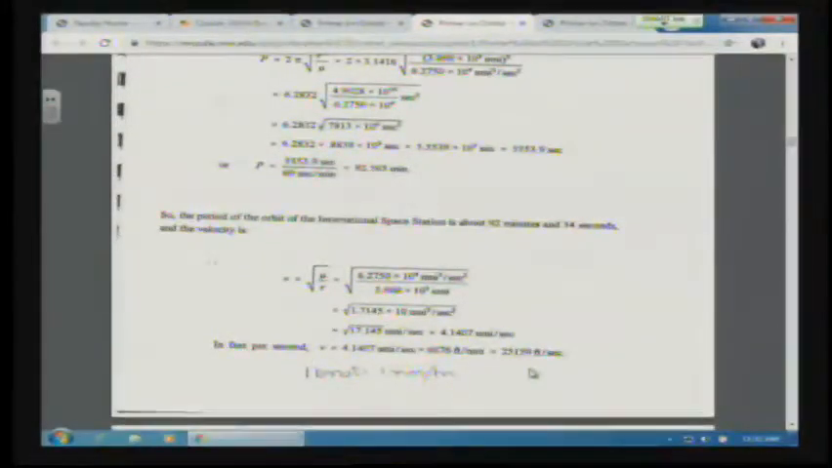Okay, then they talked about the space station, which is still around, and what its period is. The International Space Station had a period of about 92 minutes and 34 seconds. And then the velocity is this many feet per second, which you can report in nautical miles per second, or knots, which would be nautical miles per hour, or statute miles per hour or second.